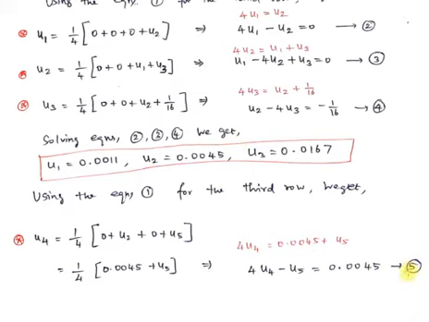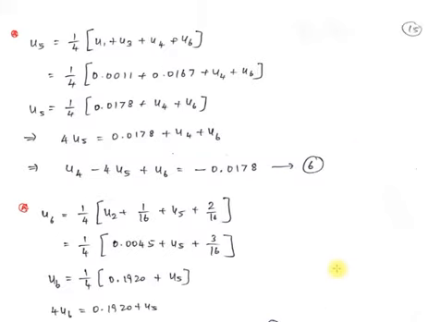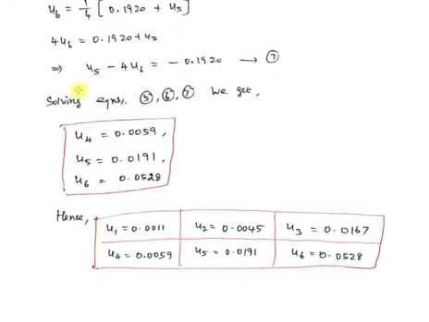These 5, 6, and 7. Solving these 5, 6, 7, we get u4, u5, u6. Hence the answer. We calculate u4, u5, u6 by calculator, using the solving three unknowns method. Okay.